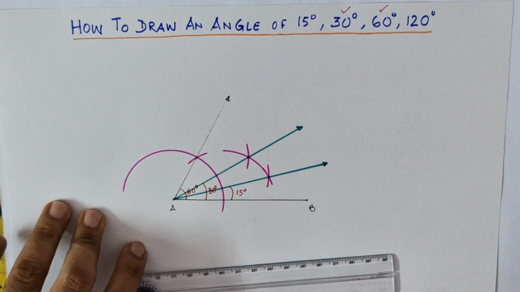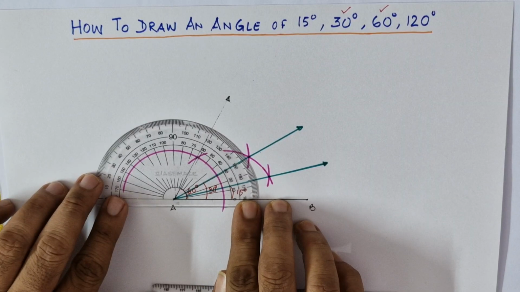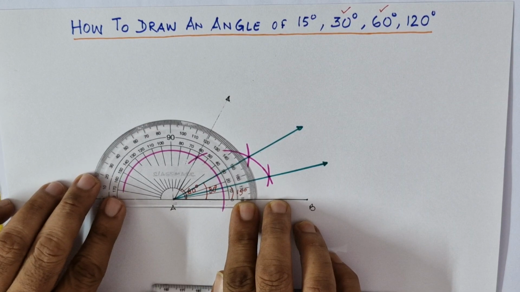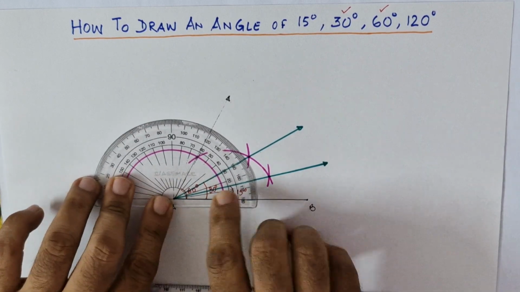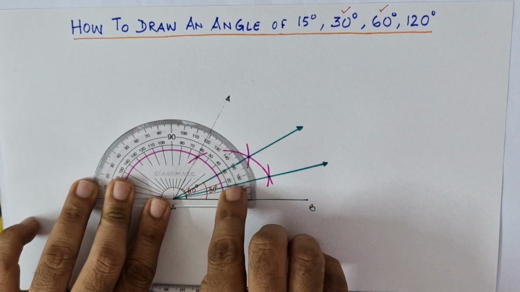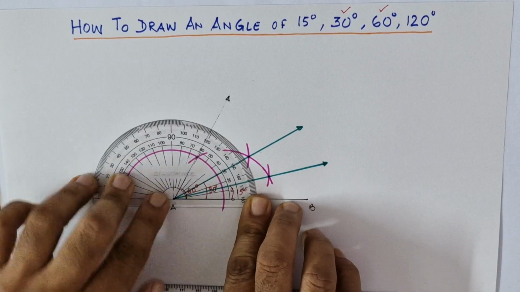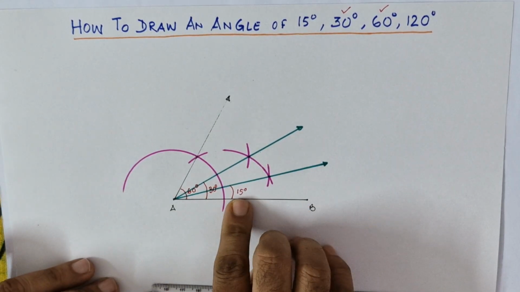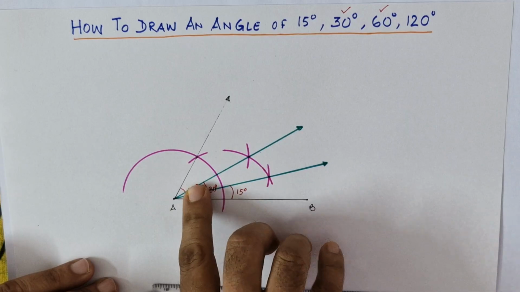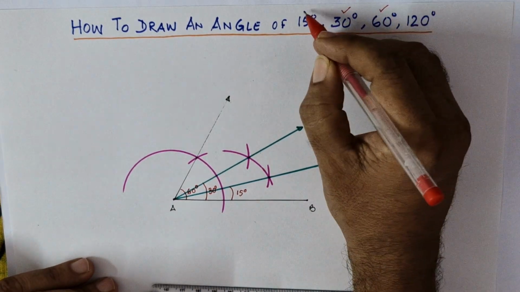So let's check it out with the protractor, right? So see, this is 30, right? 30, and this is between 10 and 20. You can see this is 15. Got it? So this way you can draw 15, 30 and 60 with the compass, without the protractor.